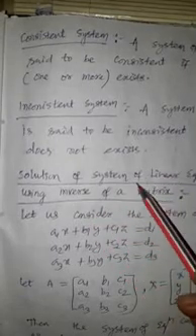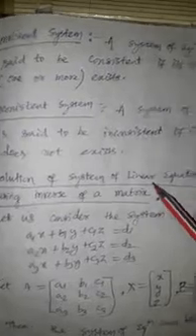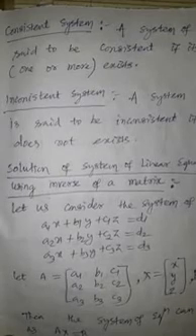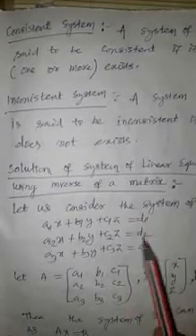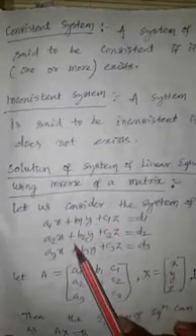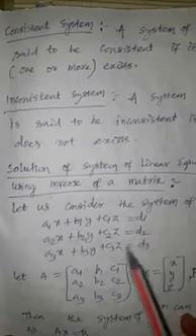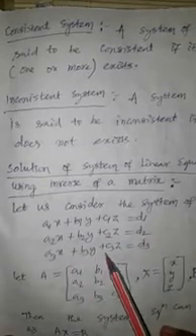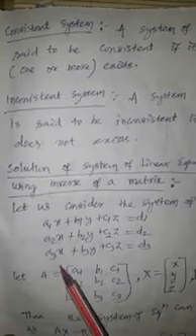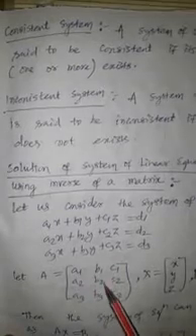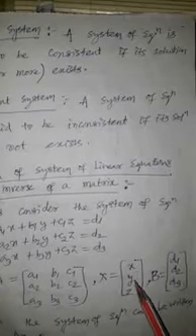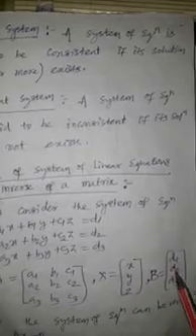Solution of a system of linear equations using inverse of a matrix. It is very, very important. That is also called the matrix method. Let us consider the system of linear equations a1x plus b1y plus c1z is equal to d1, a2x plus b2y plus c2z is equal to d2, a3x plus b3y plus c3z is equal to d3. Let A is equal to [a1 b1 c1; a2 b2 c2; a3 b3 c3]. This is the matrix. And X matrix is [x; y; z]. B matrix is [d1; d2; d3].